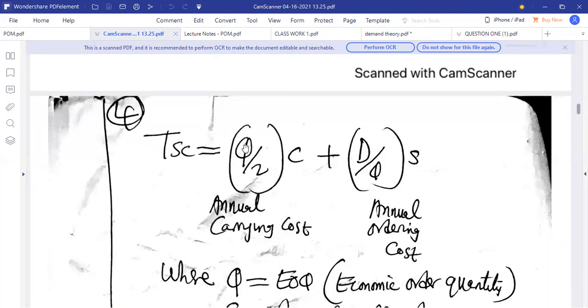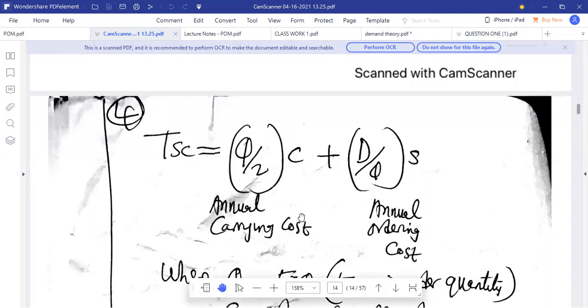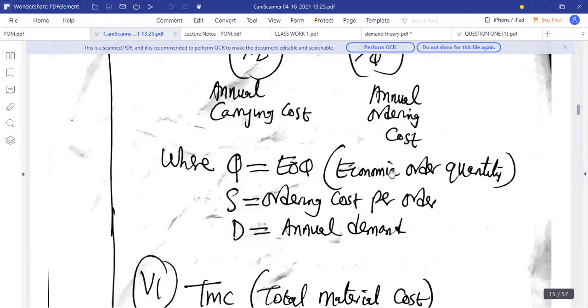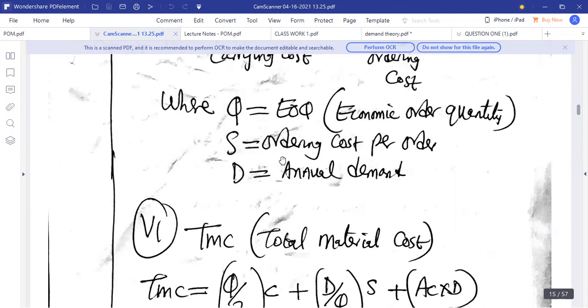So Q is the EOQ, over 2, multiplied by C. Our C is carrying cost. Then S is ordering cost per order. Okay, so now you get to that one. S is ordering cost, and D is annual demand.